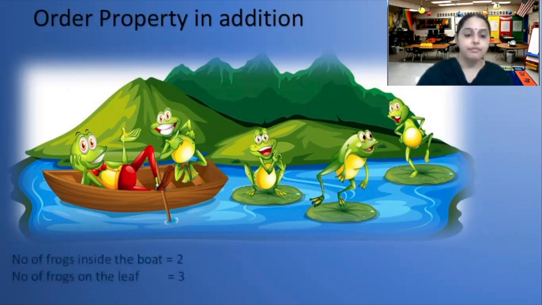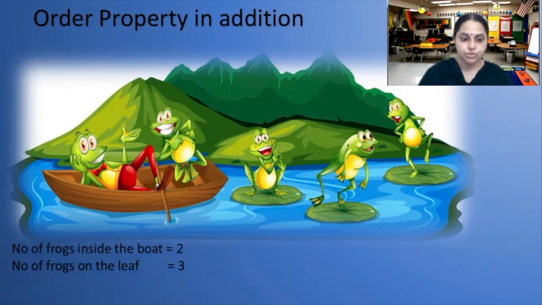So the number of frogs inside the boat is 2 and the number of frogs on the leaf is 3.